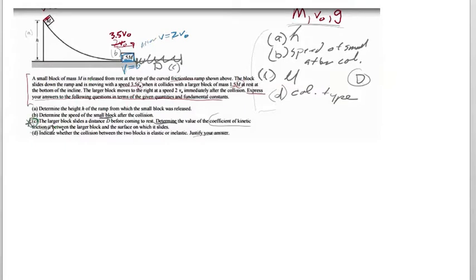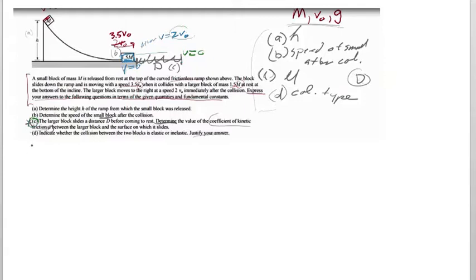If the larger block slides a distance of d before coming to rest, determine the value of the coefficient of kinetic friction. That means it's going to be moving. It's not going to vary, and it's going to be moving between the block and the surface on which it slides. So right here, this large block is going to be going that way, and then it's going to come here, where v equals 0 at the end. And its initial velocity is 2v naught.